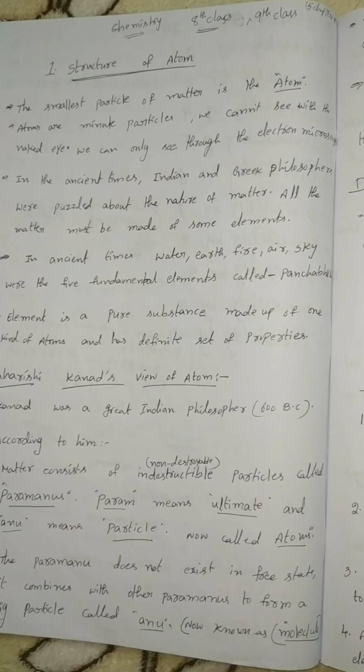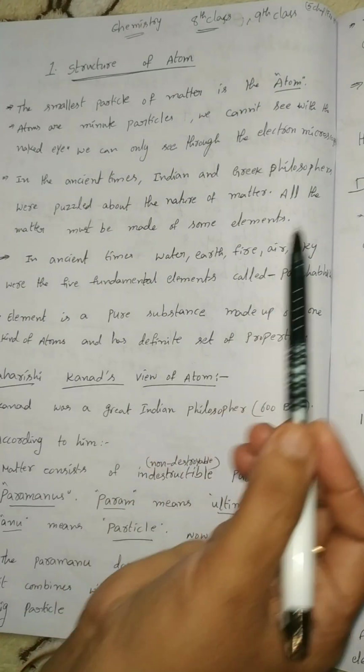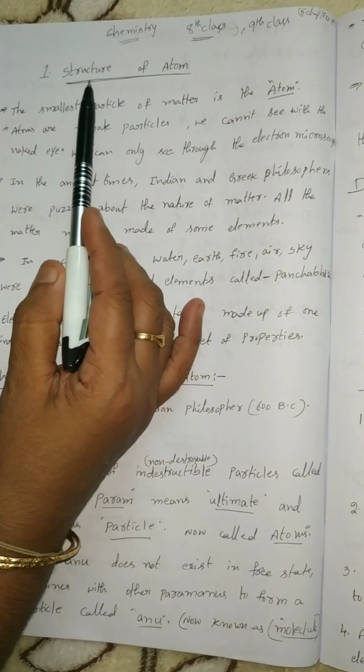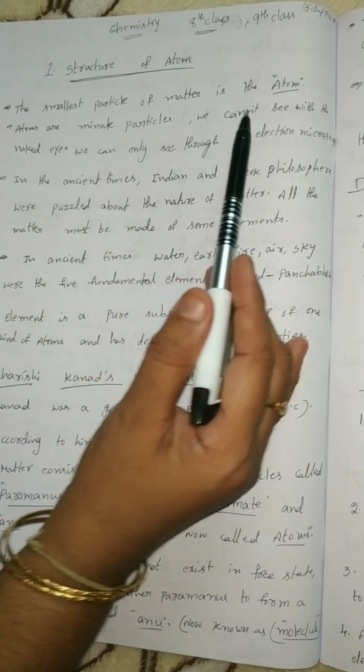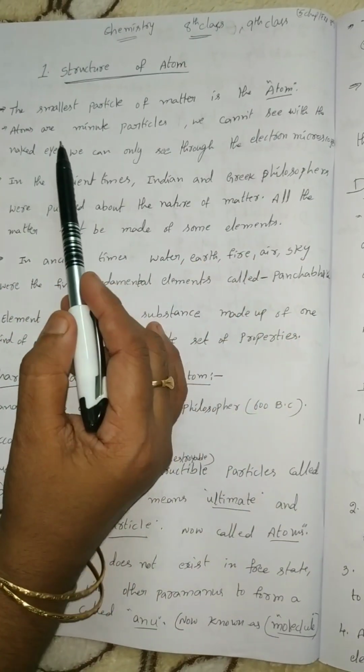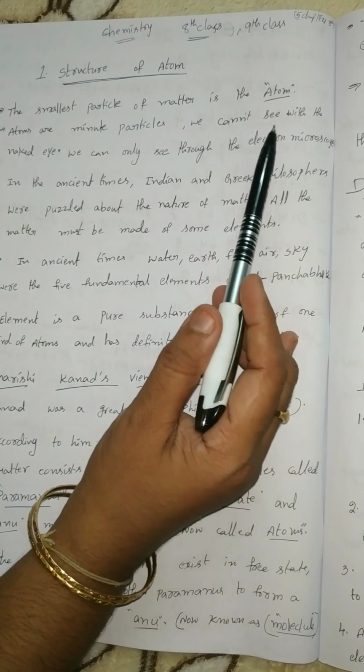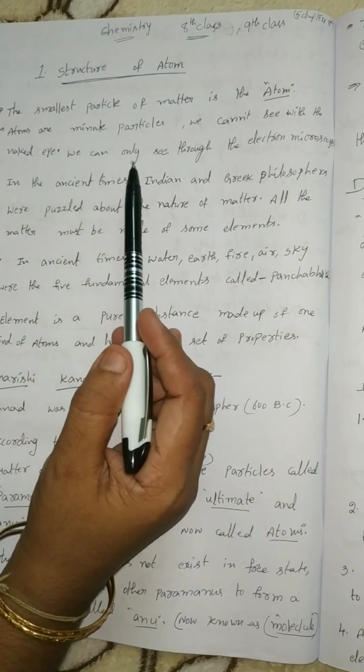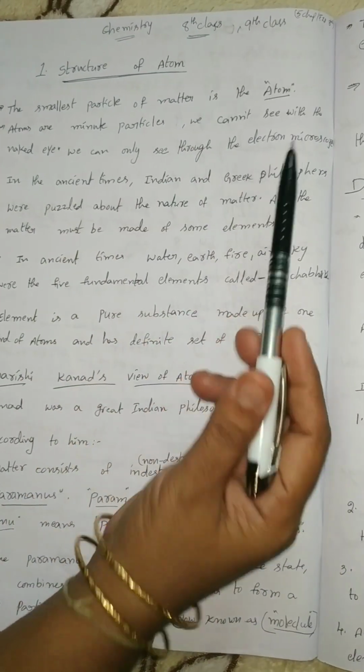Today I am teaching about chemistry, 8th class, 9th class, the 10th class. The structure of atom is a very important topic. So today I am teaching about structure of atom. The smallest particle of matter is the atom. Atoms are minute particles we can't see with our naked eye. We can only see them through the electron microscope.